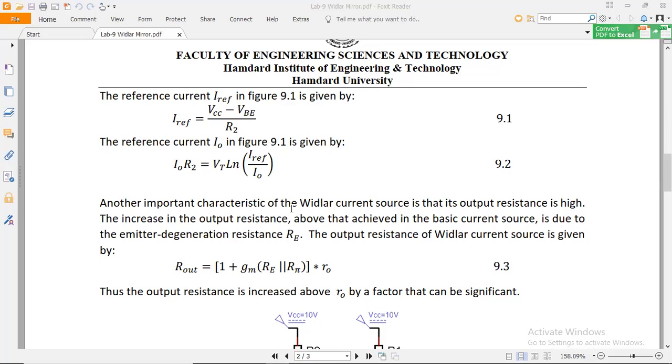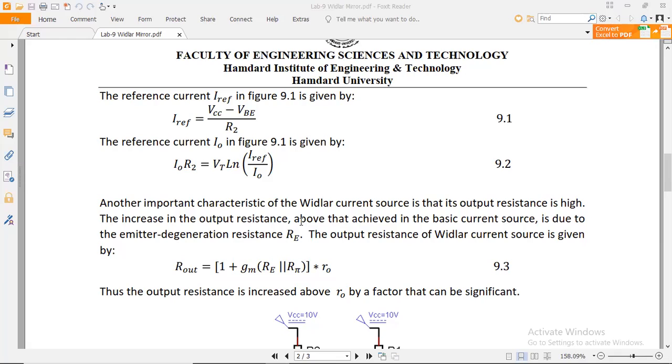Moreover, another important characteristic of the Widlar current source is that its output resistance is high. Similarly, in the previous lab we already discussed the mirror circuit, where the output resistance was high and the input resistance was low. The same scenario applies here, as we already discussed in the MOSFET mirror circuit, and here we are discussing the Widlar BJT-based circuit, which is a mirror circuit as well.